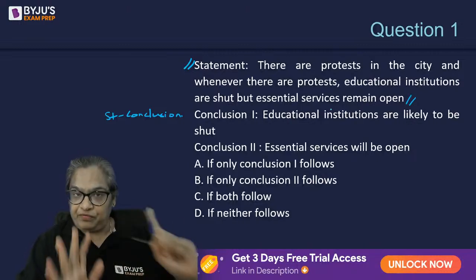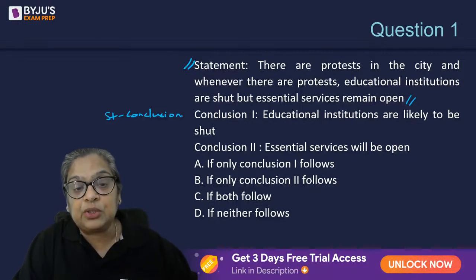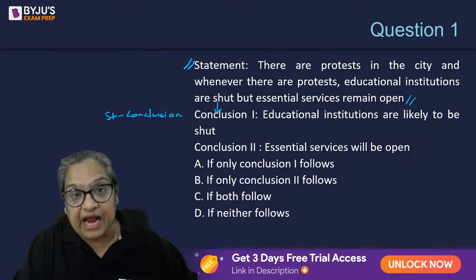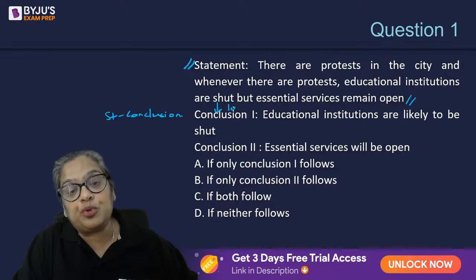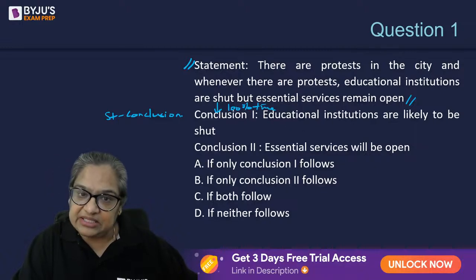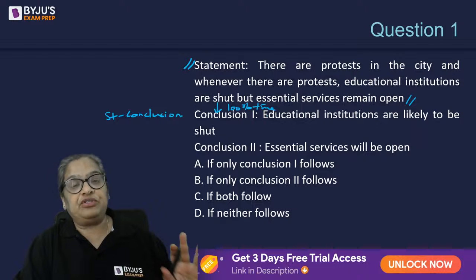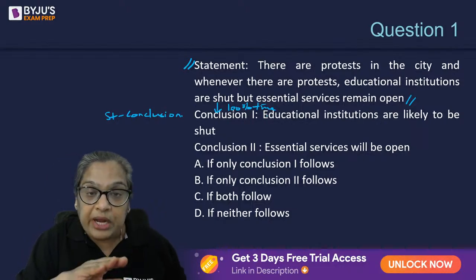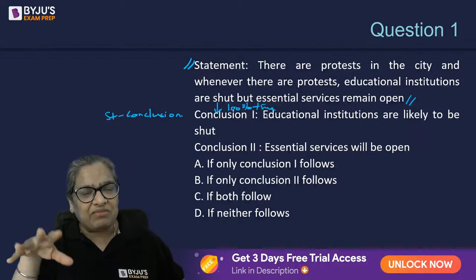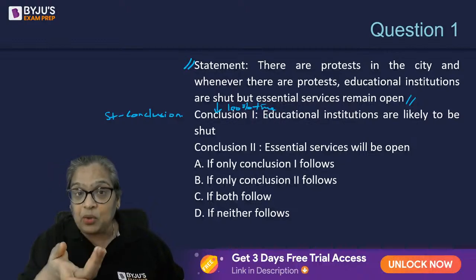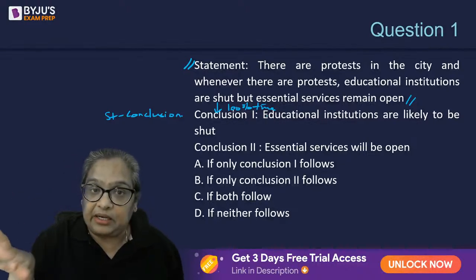Have the facts at your fingertips. I told you what a conclusion is: a statement that is derived from this and that has to be 100% true. The moment you see it was given in the statement, you say this conclusion is justified. There should not be any doubt. The moment you have a doubt, that it may or may not be, that's not a correct conclusion.